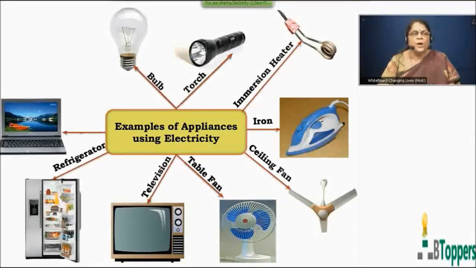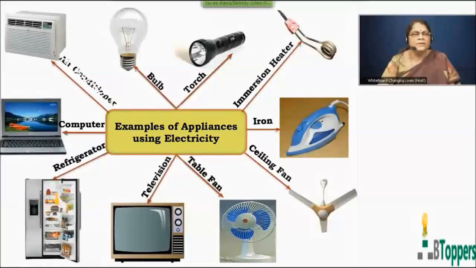Then the next one is a computer. Now computer is also using electricity, and then the other appliance is the air conditioner. In both these cases also electrical energy is being converted into other forms of energy. What have we understood now? We have understood that electrical energy can be converted into light, heat, mechanical, sound and other forms of energies. But can other forms of energies also be converted to electrical energy? Yes, they can. But you will be learning about that in the later sessions.